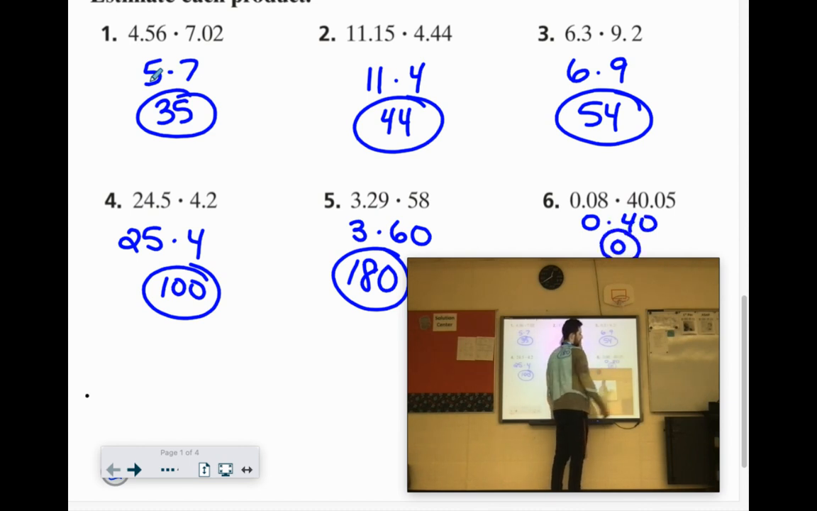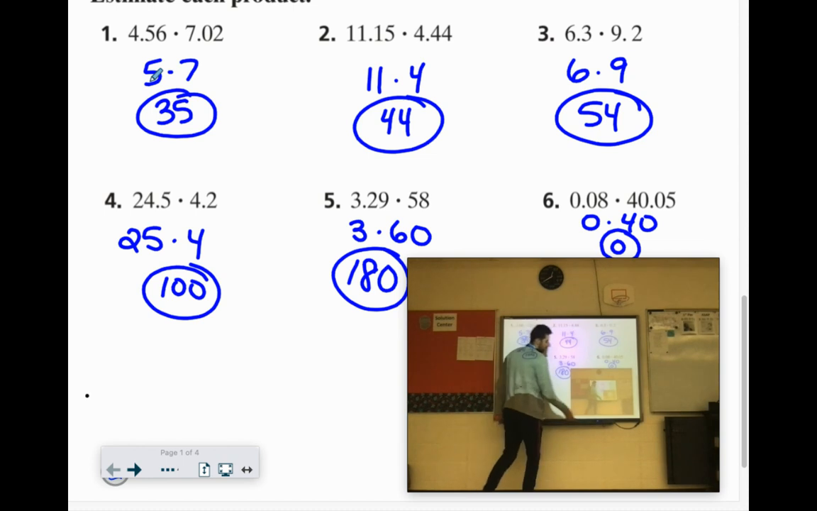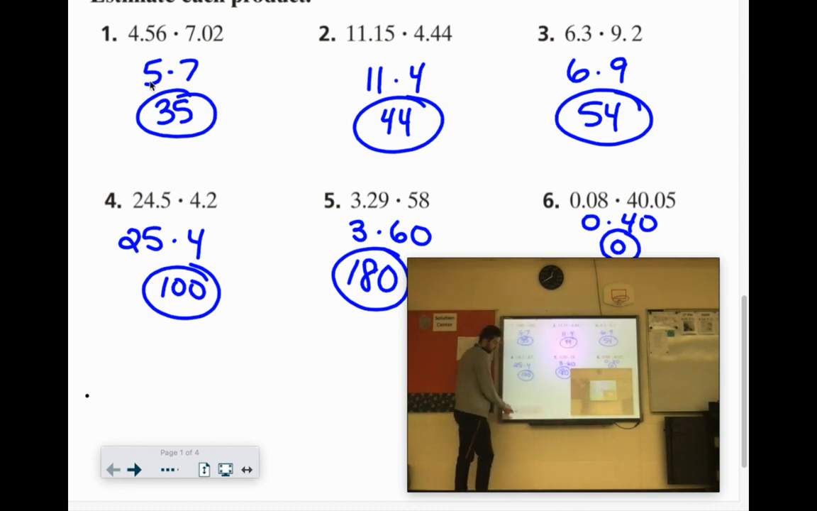Now that's kind of a wonky estimate. Realistically, 0.10 times 40 would be 4. So the realistic answer would be somewhere under 4, like 3.8. But 0 is pretty close to 4, or 3.8.